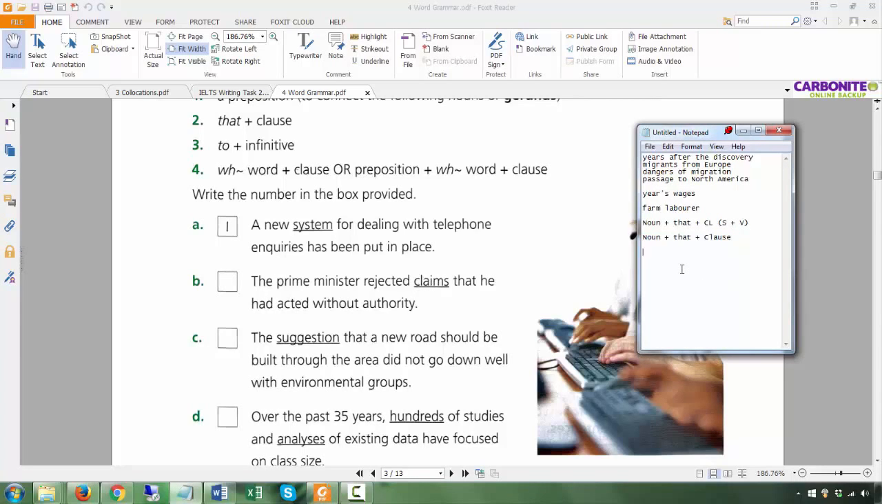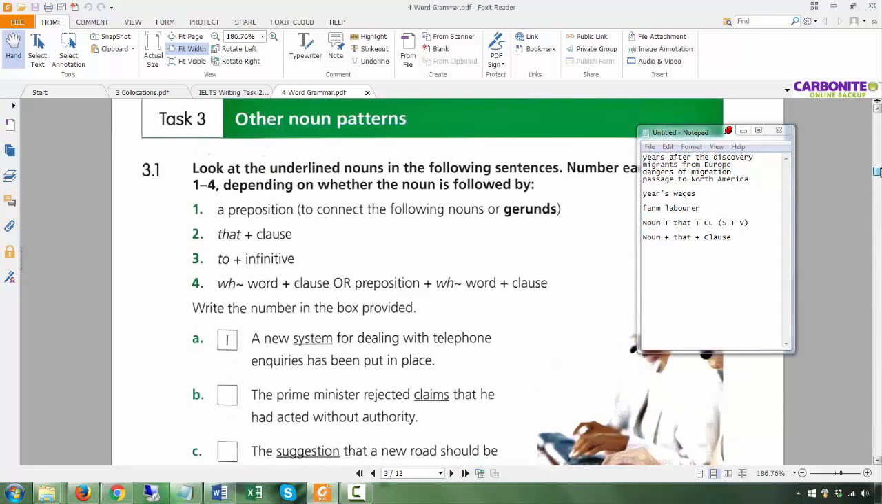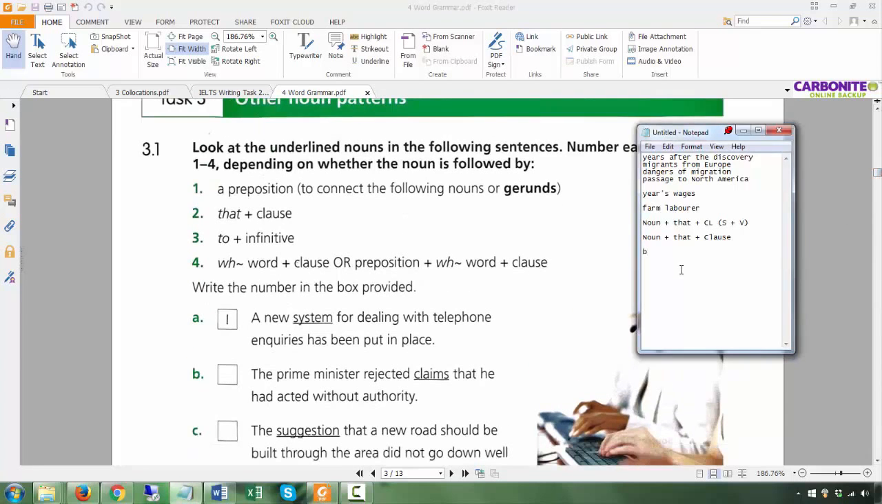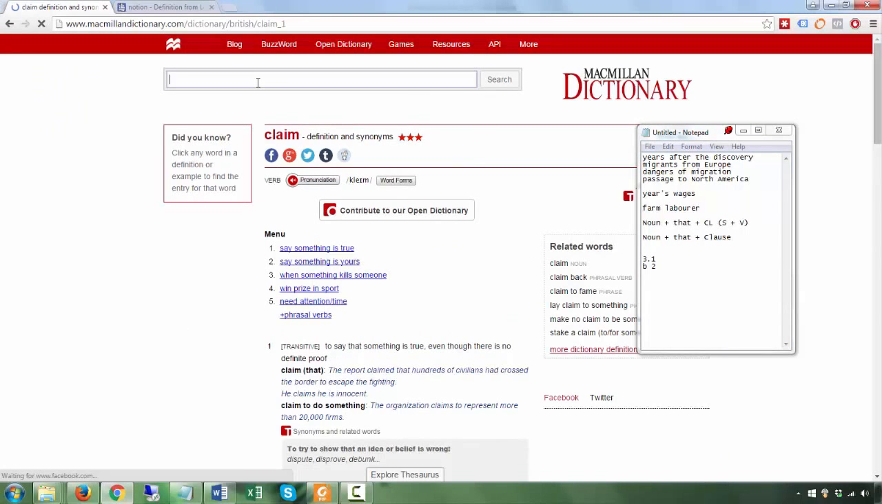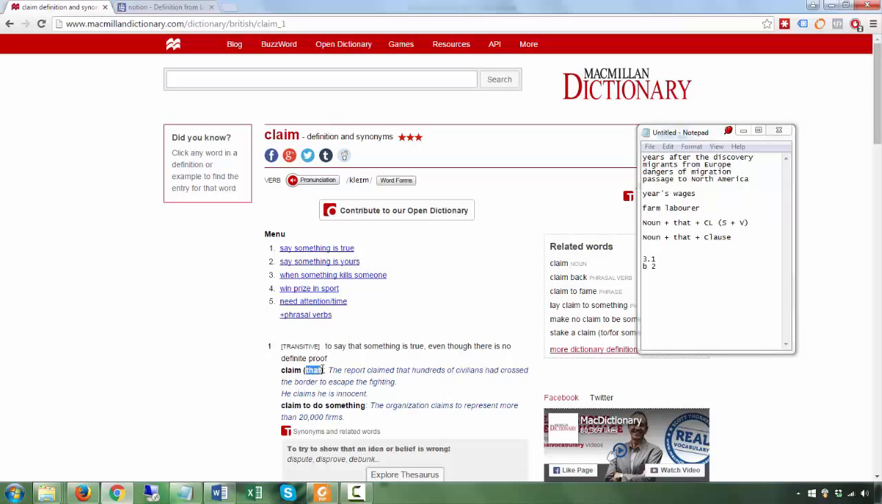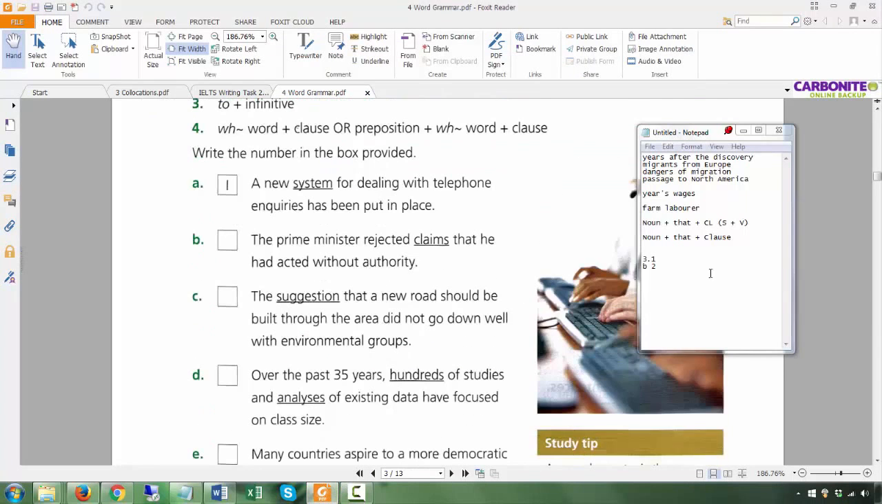So for claim, for B, you have claims that, so it's that plus clause, and then you have the clause here. Claim is a noun, by the way. Claim can also be a verb, but here we're using it as a noun. Claim that. The bracket here means it's optional. You don't have to use that. C, suggestion that, so it's that plus clause again.